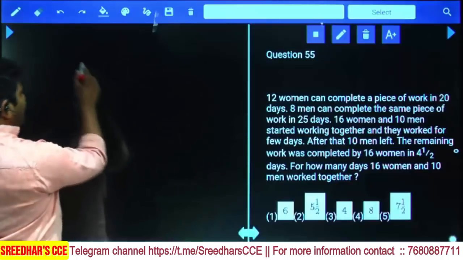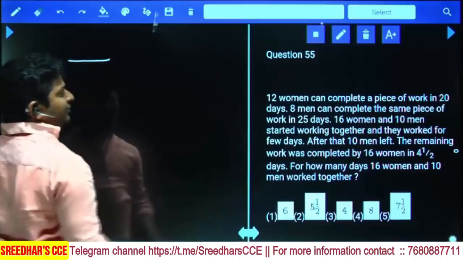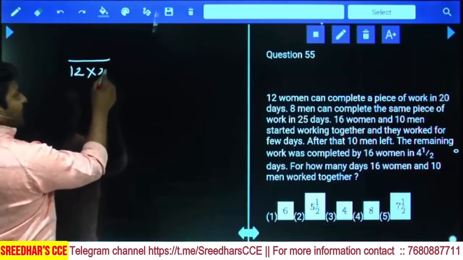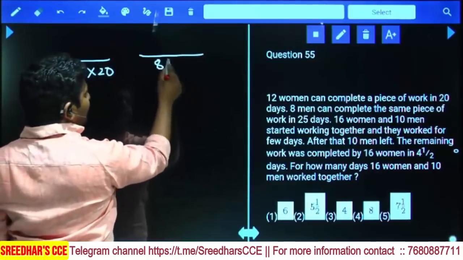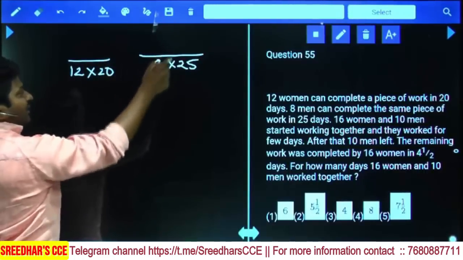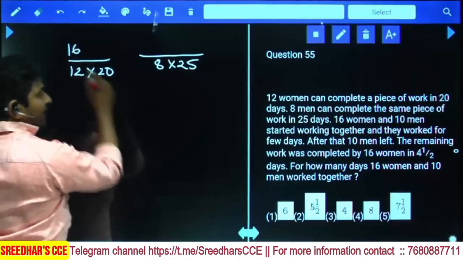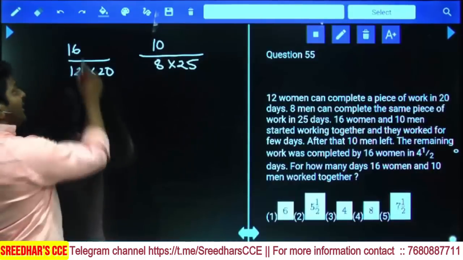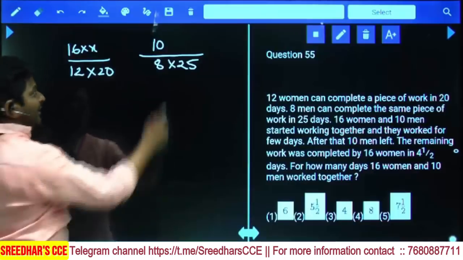Okay, now there are multiple ways to answer the question. Let me tell you one way. If 12 women can do it in 20 days, one woman can do it in 12 into 20 days. If 8 men can do it in 25 days, one man can do it in 8 into 25 days. So 1 day work of one woman, 1 day work of one man. How many women started? 16 women started. How many men started? 10 men started. How many days they worked? Let us assume they worked together for X days.